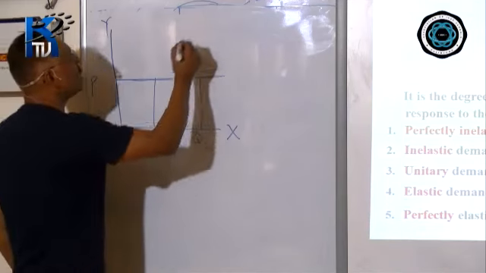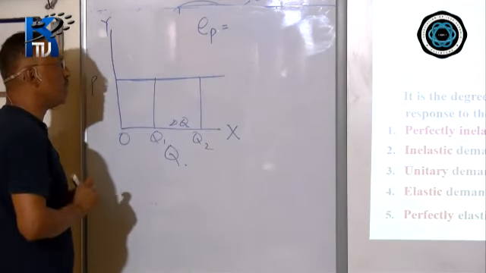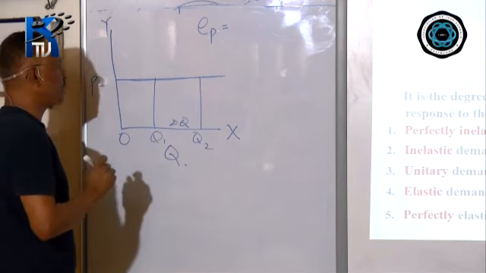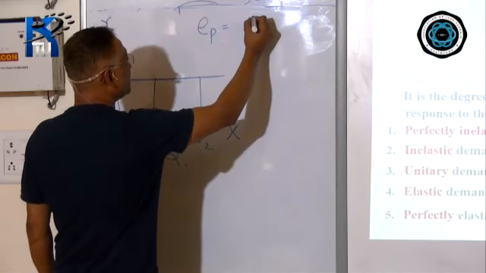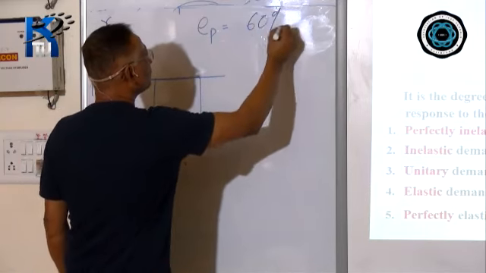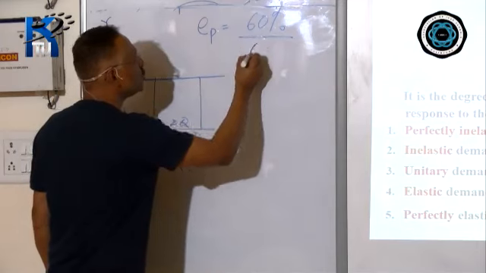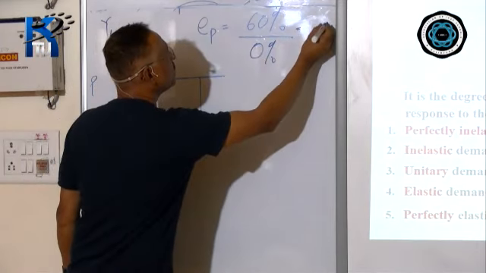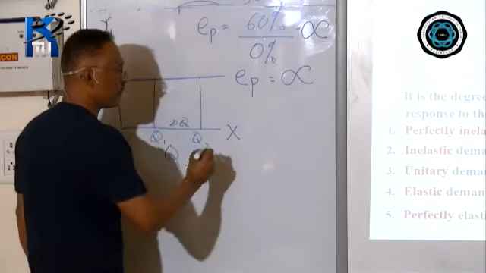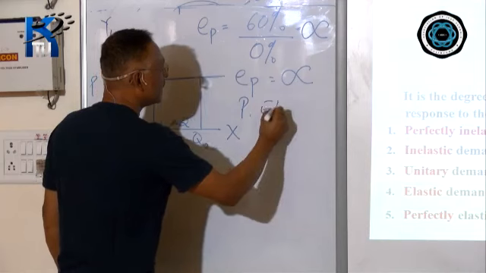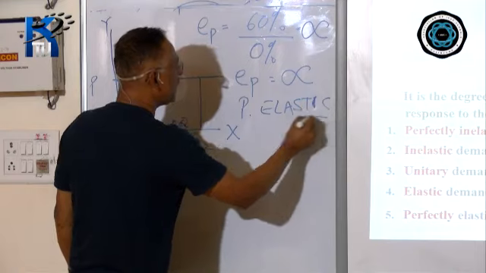If you were to use the formula, EP is equal to percentage change in the quantity demanded upon percentage change in the price. Let us say the percentage change in the quantity demanded is 60%, and the percentage change in the price has not changed, 0%. That is equal to infinity. So EP is equal to infinity. This is perfectly elastic, a very rare case.